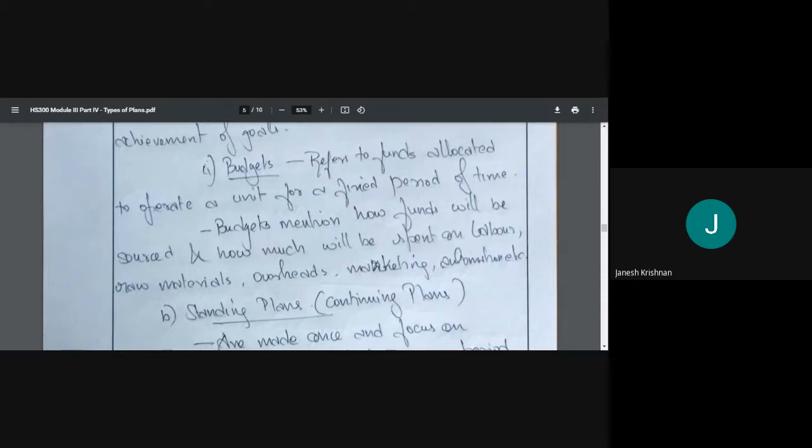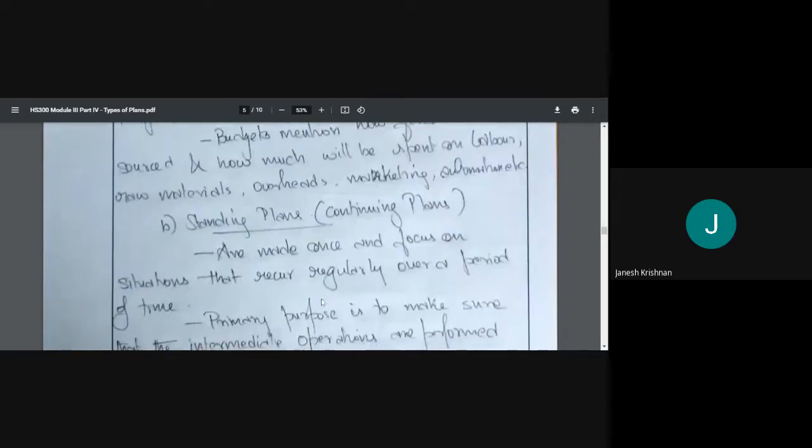So based on the fund, how much fund we will have, only then can we decide how we work. How much fund is available, how much will be spent on labor, raw materials, overheads, marketing, and automation. So single use plans are of two forms: programs and budget. Now comes the standing plan, the continuing plan.